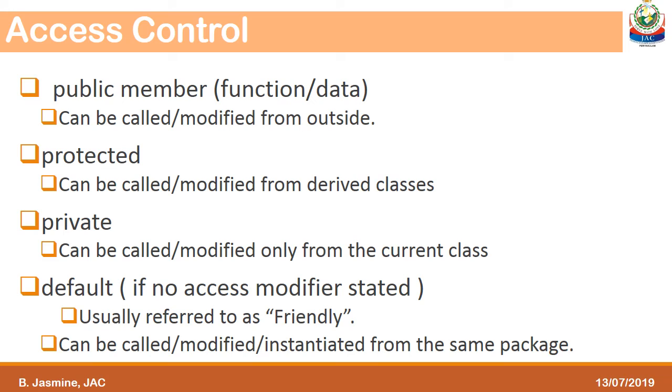Access control, or access specifiers, in Java. There are four: public, protected, private, default. Public members can be called or modified from outside. Protected can be called or modified from derived classes. Private can be called or modified only from the current class. The default, if no access modifier is stated, usually referred to as friendly, can be called, modified or instantiated from the same package.